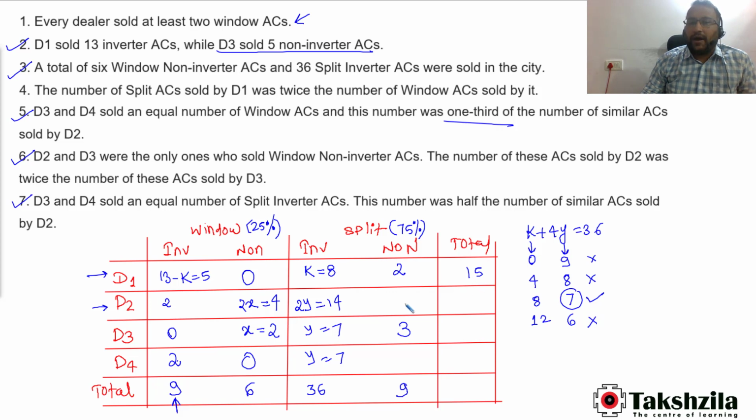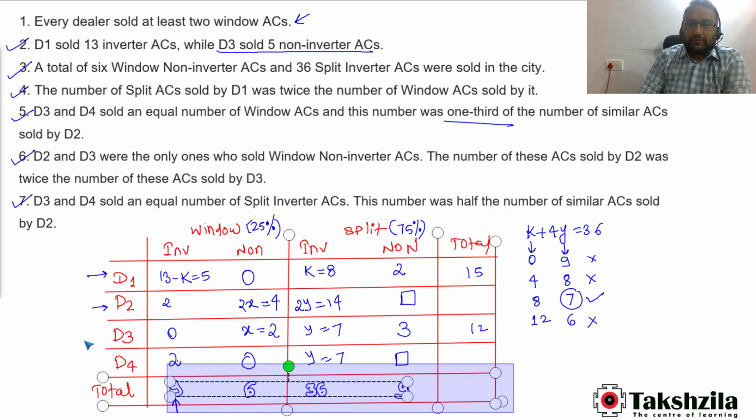Total ACs sold by D2 we can't find as we don't know this number. Total ACs sold by D3 is equal to 12. Total ACs sold by D4 we are not sure over here. So this is how we can complete this table. Now let's go to the questions. For that, let me copy this table.